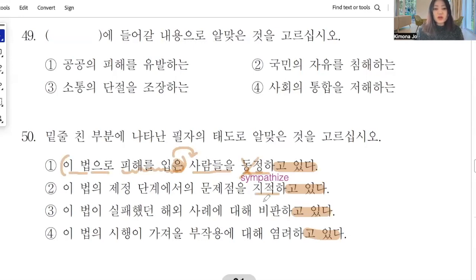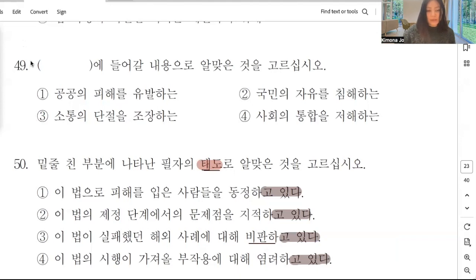지적하고 있다. 자, 지적하다 is indicate. So he's indicating 문제점, the problem, 문제 problem, 점 aspect or point. So he is indicating the problems in the or at the 단계 steps. They're making steps. In the making steps of this law. No, he's not indicating the problems. Didn't even mention about the making steps.